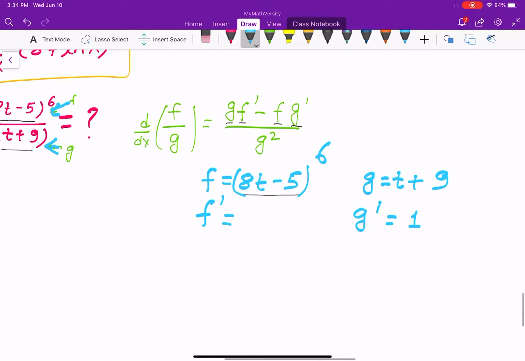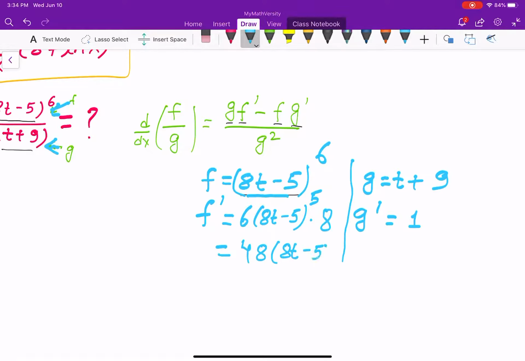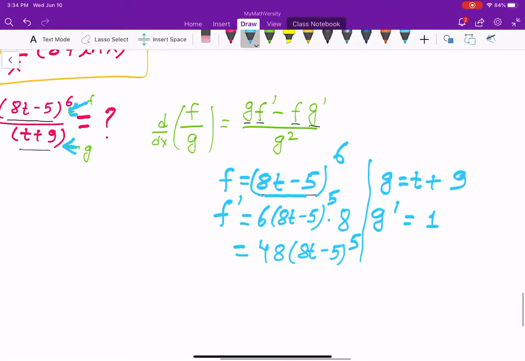So how do we find the derivative of this thing? Bring the power down, right? By using the generalized power rule, we can do that. Write down 8t minus 5 as it is, subtract the power by 1, which is 6 minus 1, will be 5, times the derivative of 8t minus 5, which is actually 8. So this is what we have. This is actually equal to 48 times (8t - 5) raised to the power 5. This is our f prime. Luckily we found a mistake, otherwise we would have had trouble, right?